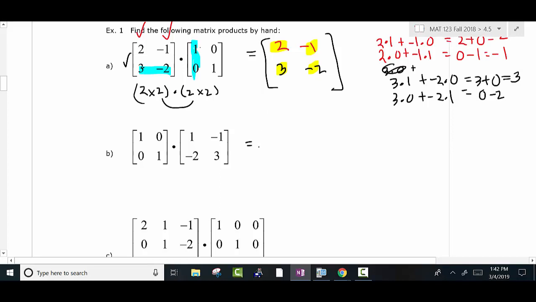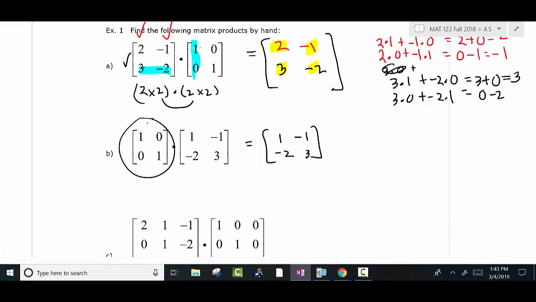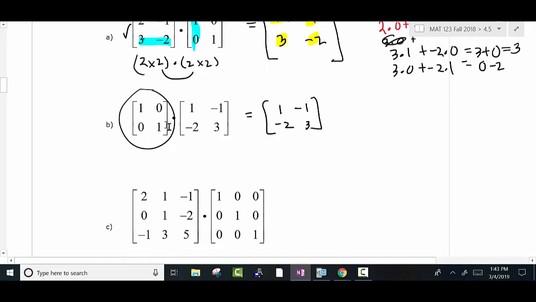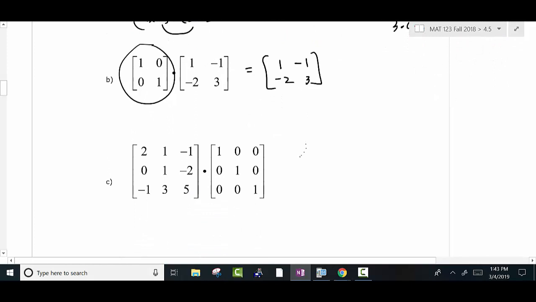The second matrix, right? The answer, without working it out, is going to be 1, negative 1, negative 2, 3, because that is an identity matrix, so it just has the effect of multiplying by an identity, which keeps that original matrix the same. The answer to this, we're not going to do by hand. It takes too much of our time. This is an identity matrix there, so the answer is the first matrix.